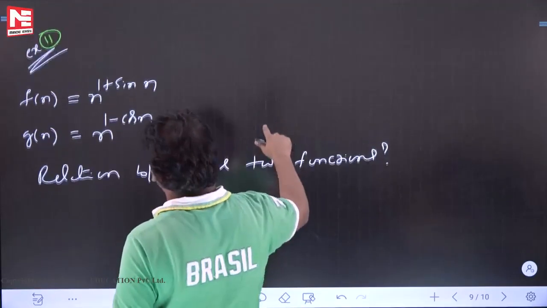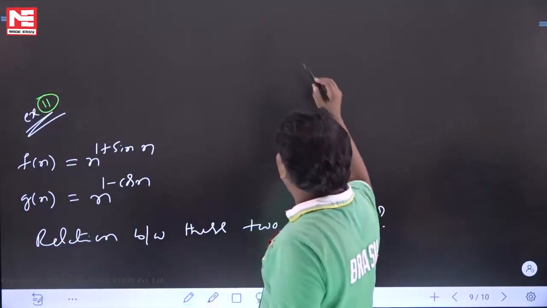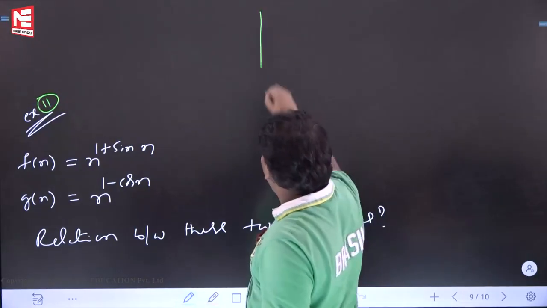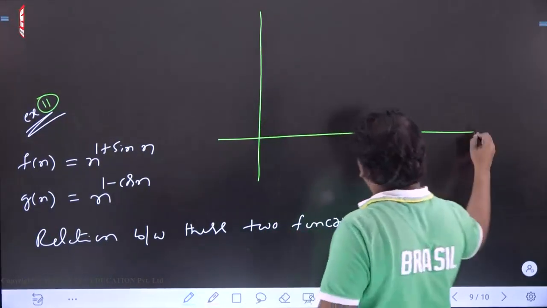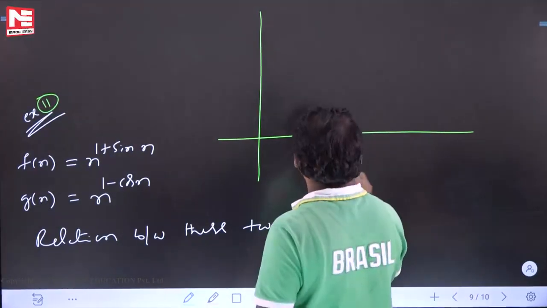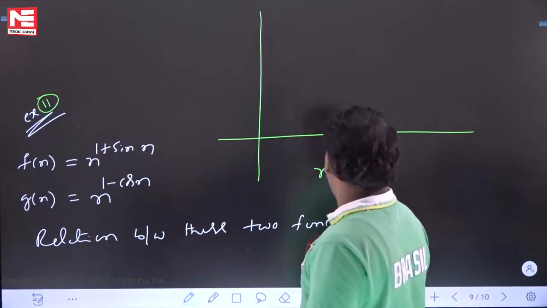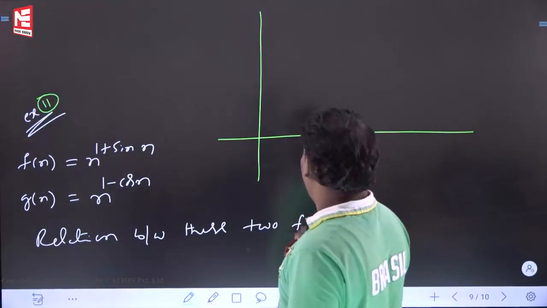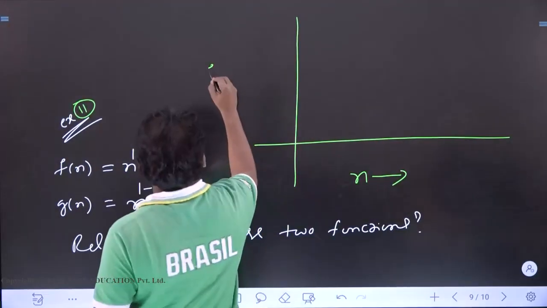Right? Let's make sure that everyone listens. So what is the answer of this? So I am explaining now. N value this side. N value this side. Right? F and Gn is this side.